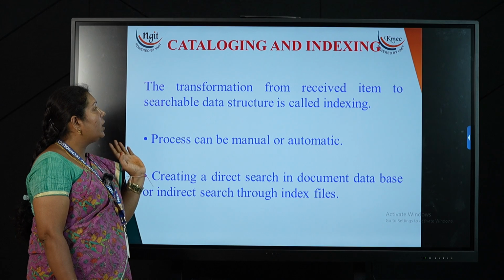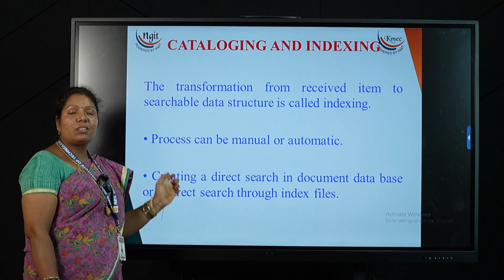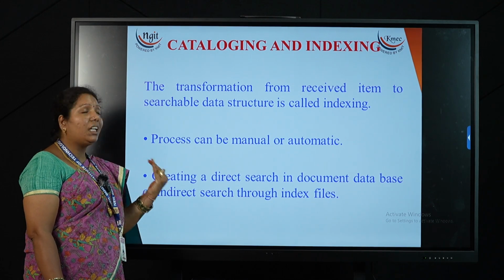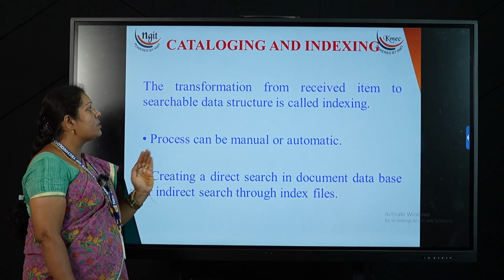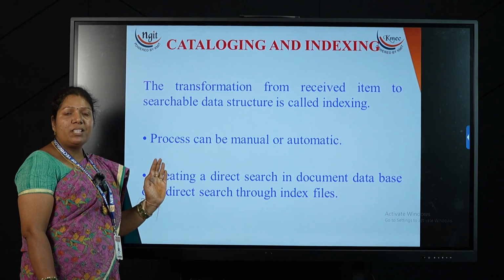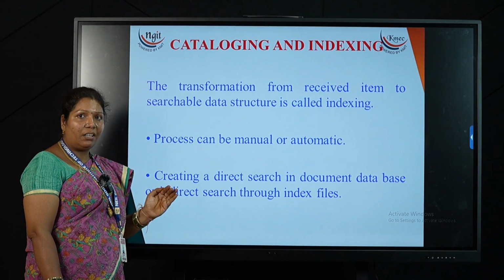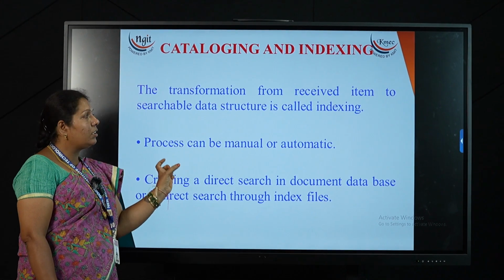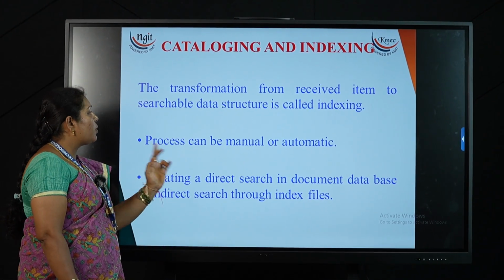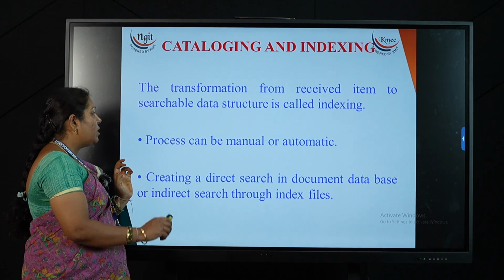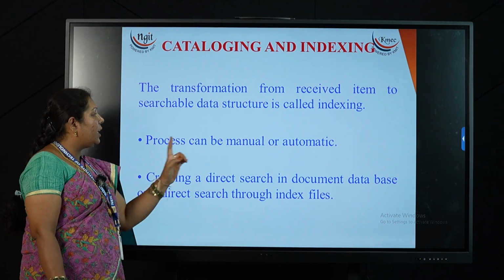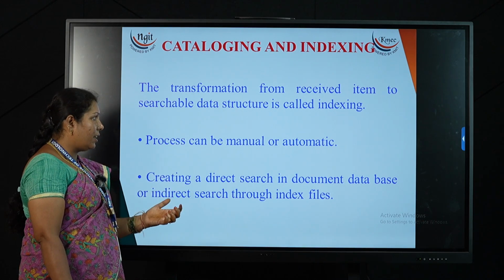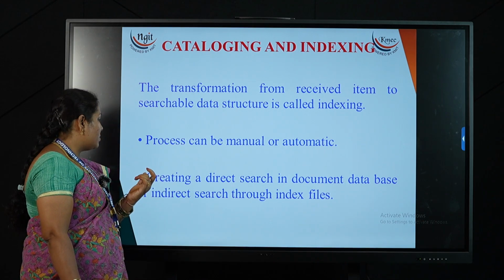So before catalog and indexing, we should remember that the data has to be transformed into a data structure which can be indexed, and this process is called indexing. It means conversion of multiple types of data into one single structure is called indexing. This process can be either manual or automatic. In the manual process you have to search each and every word, then go for the indexing, or you can use automatic tools.